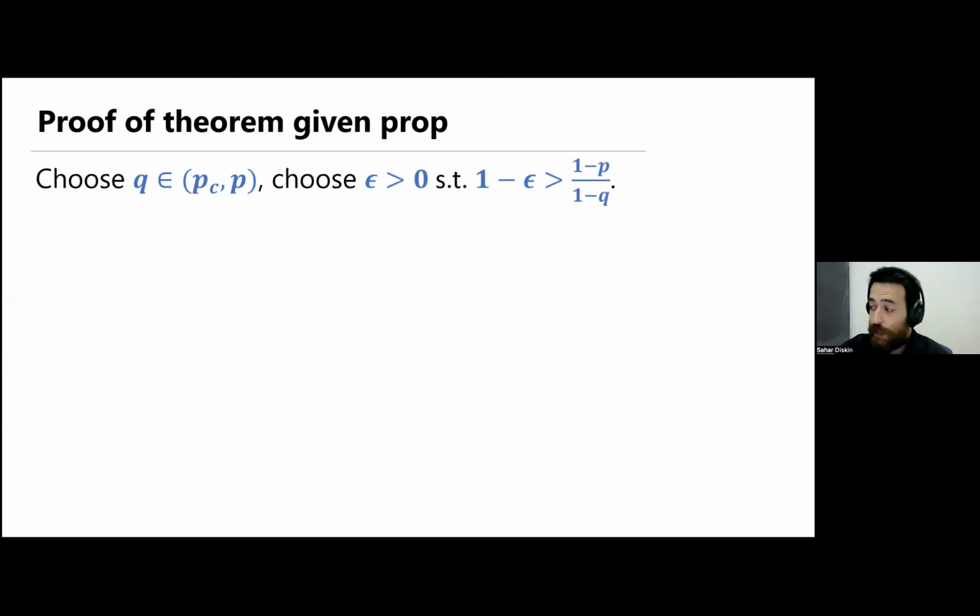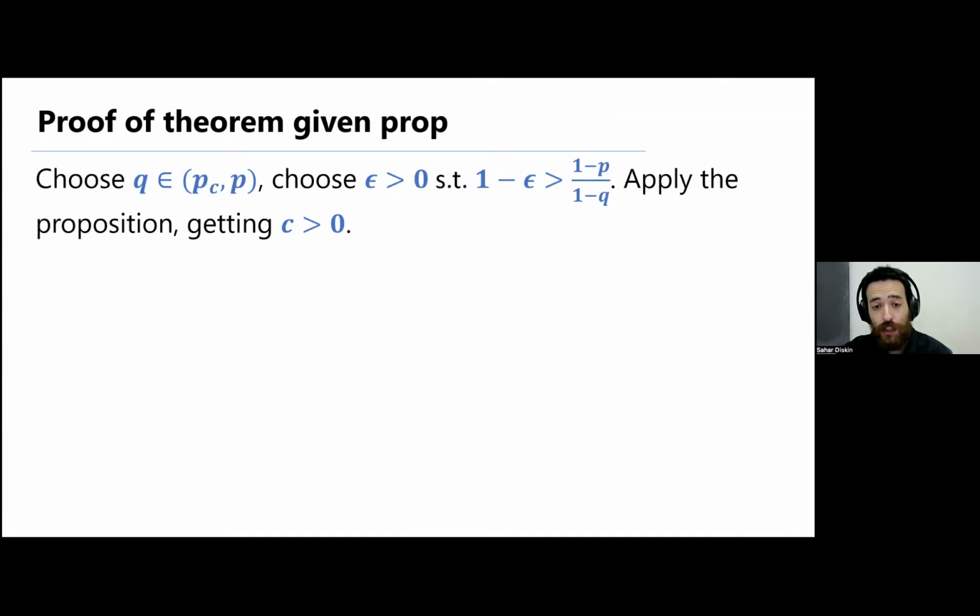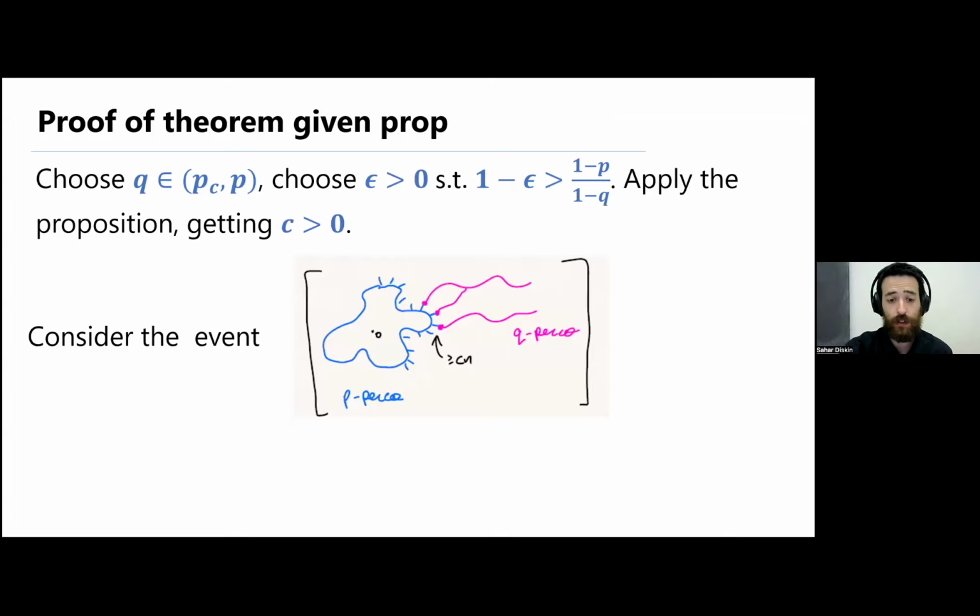And then we can apply the proposition, and the proposition will tell us there exists some parameter C, this is the C that is guaranteed by the proposition regarding the number of touches. And the event that we will want to consider, the key event here, is the following. So what does this event tell us?